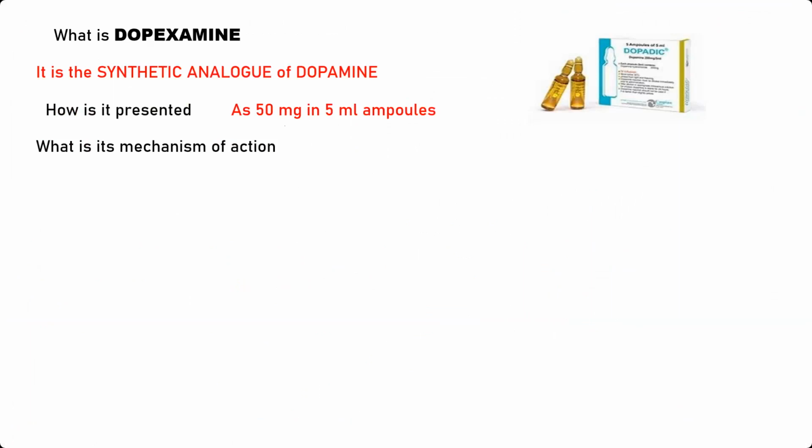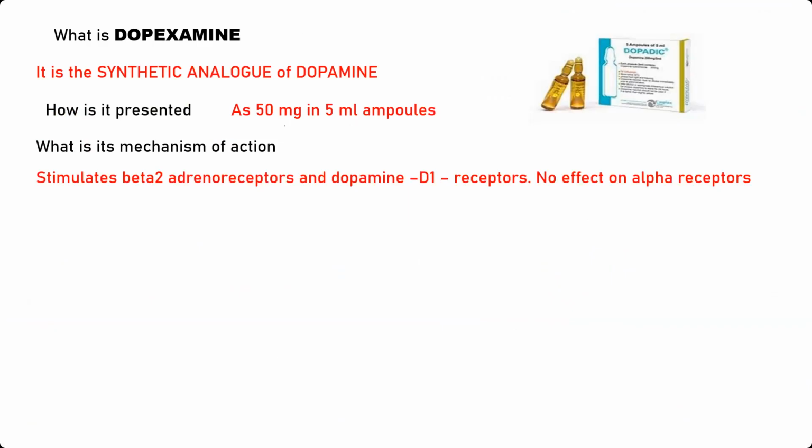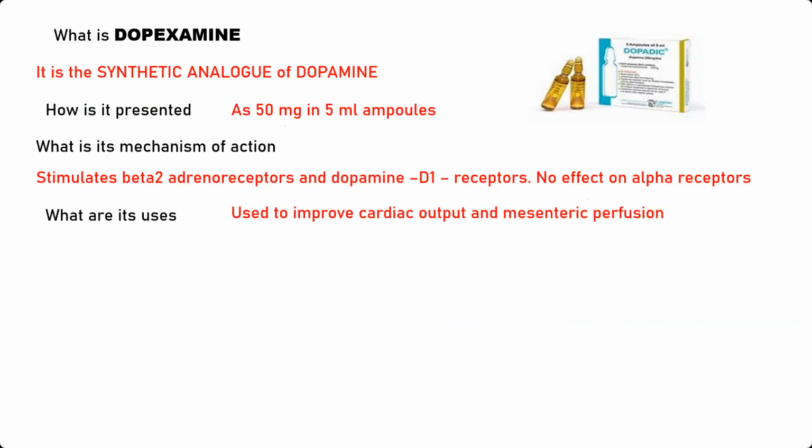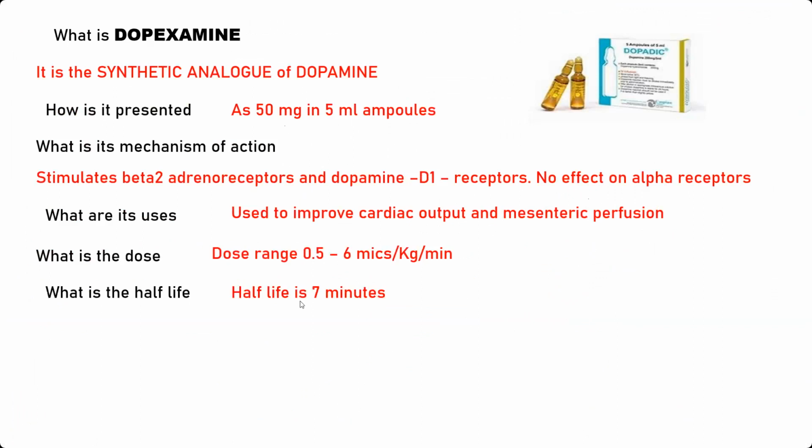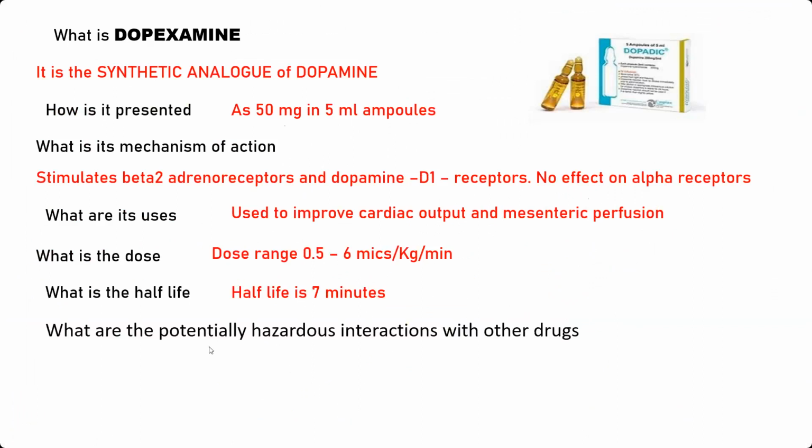Most of them act on alpha and beta, but here it acts on beta 2 and dopamine 1 receptors, with no effect on alpha receptors. That is the peculiarity of dopexamine. It is mainly to improve beta 2 receptor activity. Uses: improving cardiac output and mesenteric perfusion. The dose is 0.5 to 6 micrograms per kg per minute. Half-life is about 7 minutes.